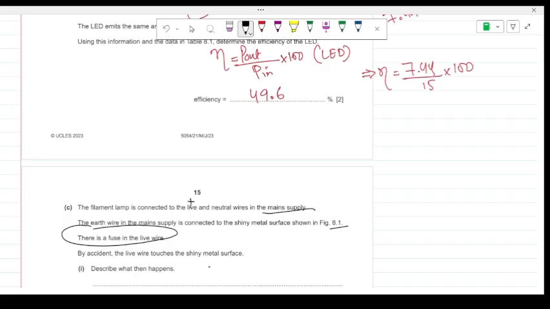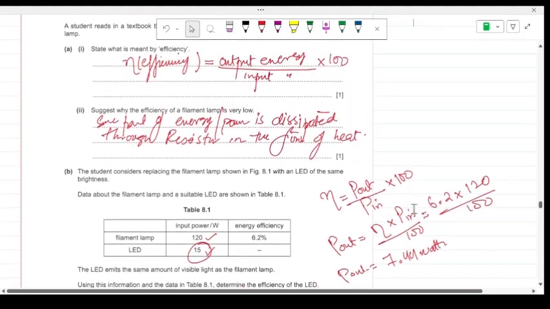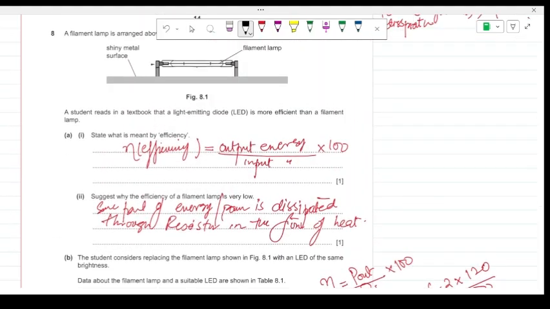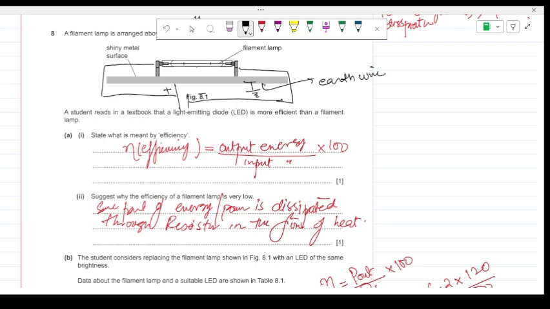So first we have to draw the circuit diagram in order to understand the scenario. They said that the filament lamp is connected to the live wire and a neutral wire in the main supply. So we draw the filament here. Then we apply the battery, which is the main supply. This is positive and this is negative. This is our live wire, which is connected to the filament lamp. Another wire is connected to the neutral wire in the main supply. The earth wire in the main supply is connected to the shiny metal surface. So we connect the earth wire, which is grounded, to the shiny metal surface.